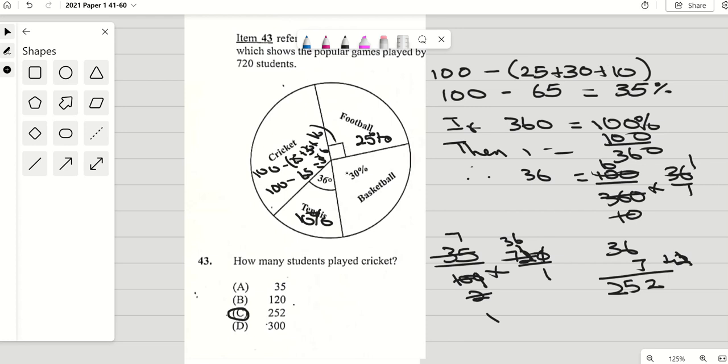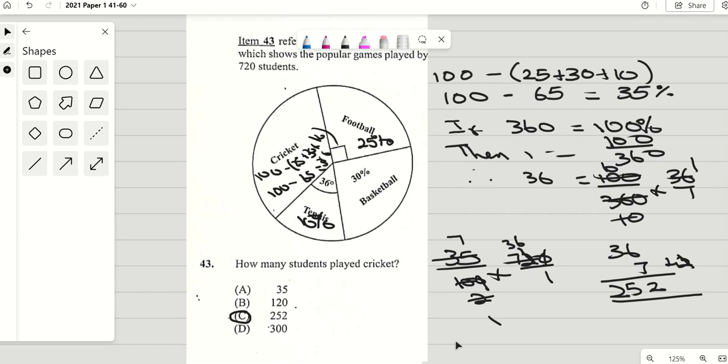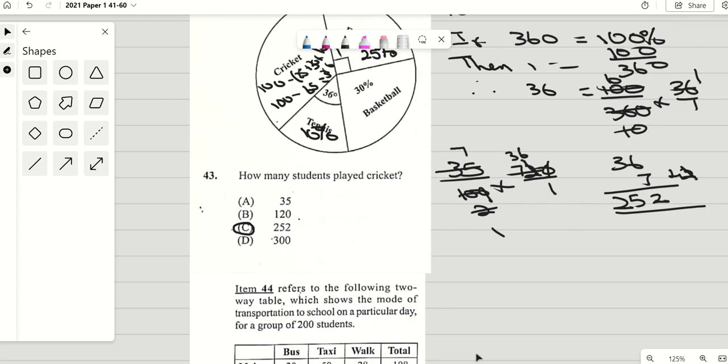We want to find out what is 35% of your total. That is 35 over 100 multiplied by 720 over 1, right? And when you multiply it, you're going to get 252, which is your answer. All right? Yeah, so that is how you would do this question.